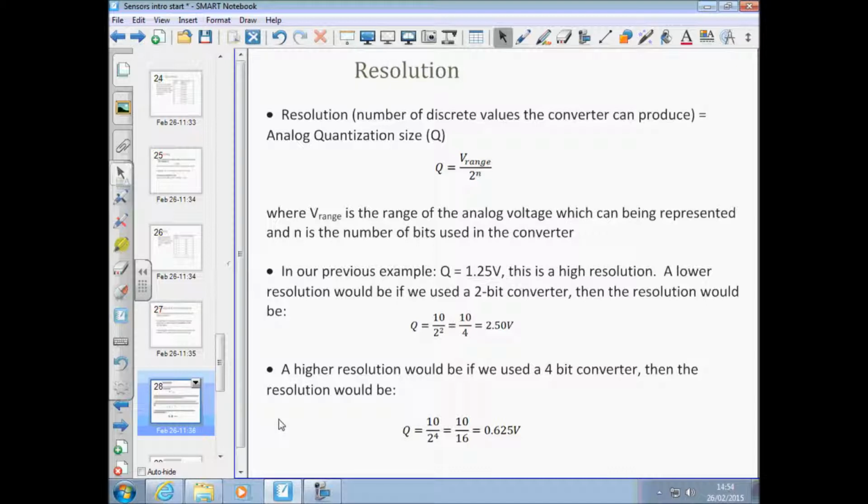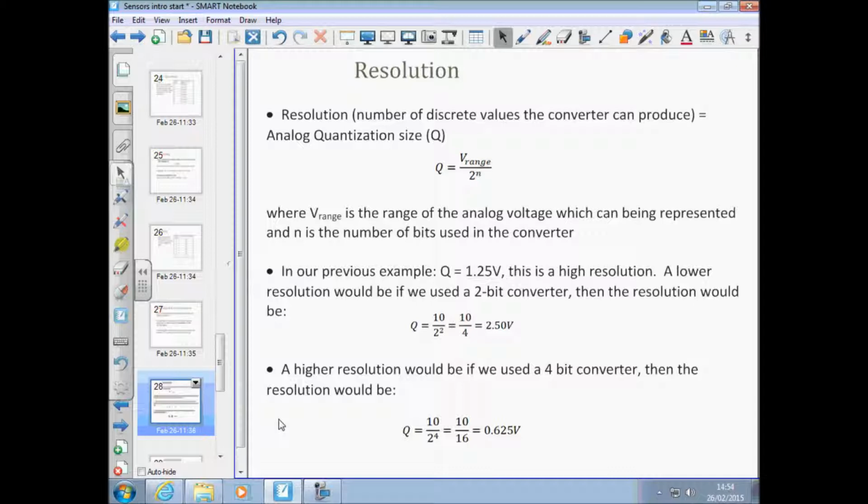So the resolution can be increased by adding bits. The resolution is the number of discrete steps. We always said that the quantization size is the voltage range over 2 to the n, where n is the number of bits in your converter. In a previous example, Q is 1.25. A lower resolution would be a 2-bit converter: 10 over 2 to the power 2, we'd get 2.5 volt steps. So we'd have less accuracy, or less resolution.